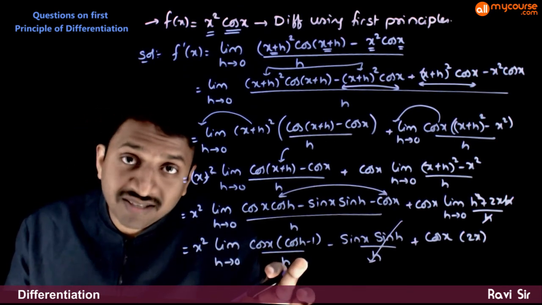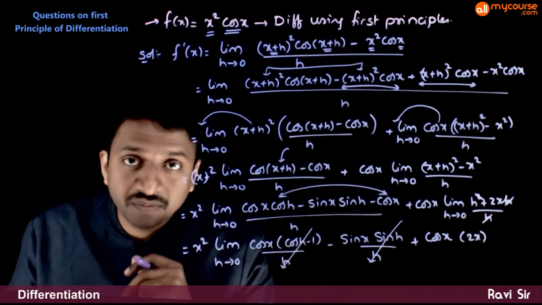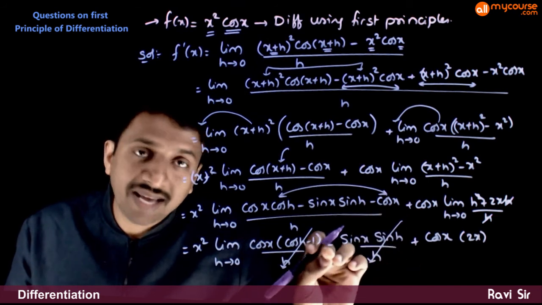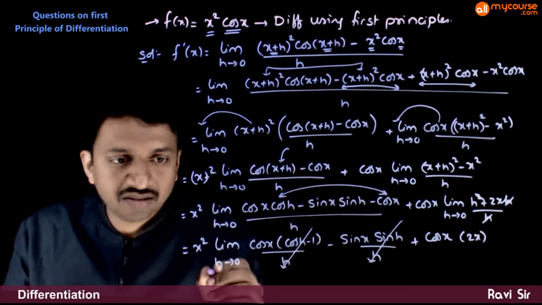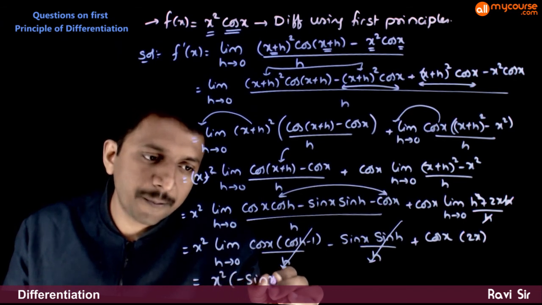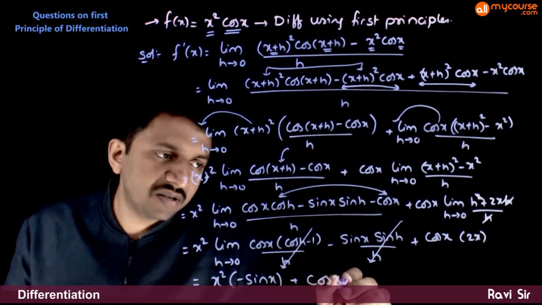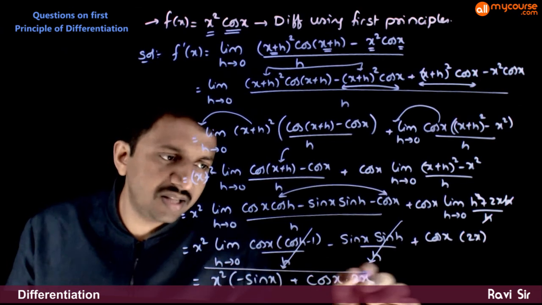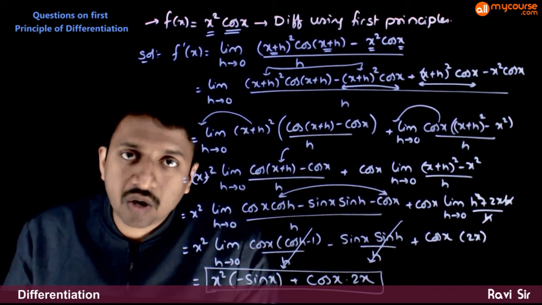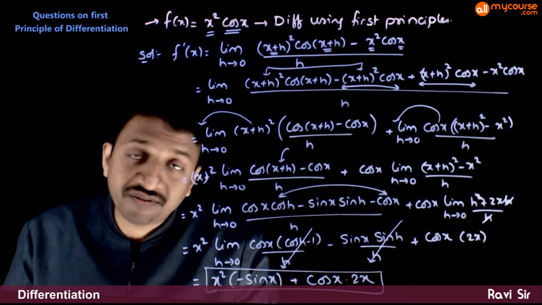And as we have already seen in the differentiation of sin x, cos h minus 1 by h goes to 0. So this term goes to 0, this term goes to 1. So minus sin x into 1 is minus sin x. That is x square times minus sin x plus cos x times 2x. So this will be the differentiation of x square cos x. X square cos x differentiation is this, from the first principles.